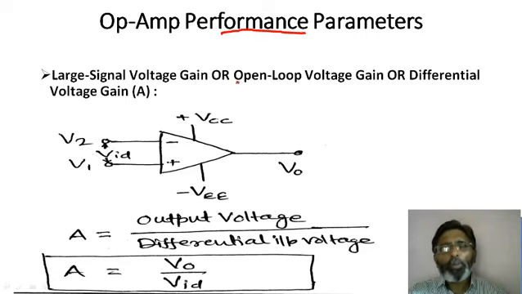Also it is known as open loop voltage gain because in this case the op amp is operating in the open loop. Open loop means what? Here we are only applying input and getting the output, and there is no connection between the input and the output. So the loop is not completed. That's why we call it open loop voltage gain.